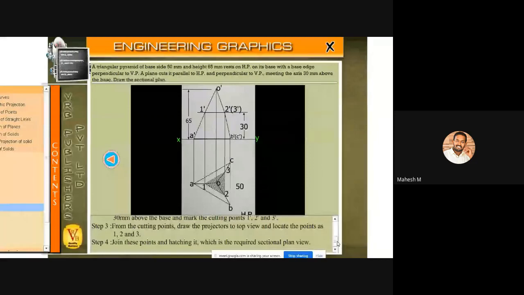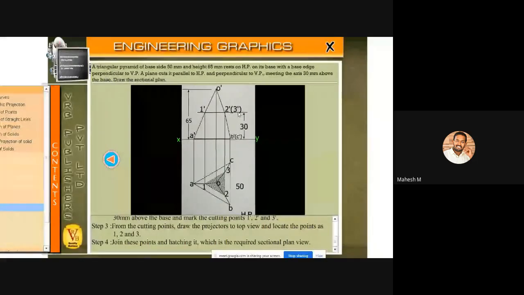Okay. So if we create a section plane parallel to HP, it will be available at this place. So this one is a point called 1 dash because here we are having only one line, O dash to A dash. And here we are having 2 lines because it is B dash and C dash. So O dash to B dash is a single line and O dash to C dash is another line. So these cutting points are actually 2 cutting points. So you can name them 2 dash and 3 dash.